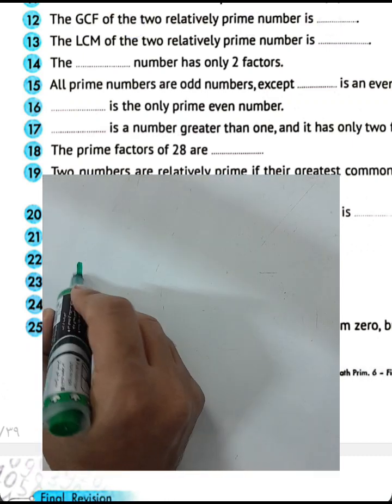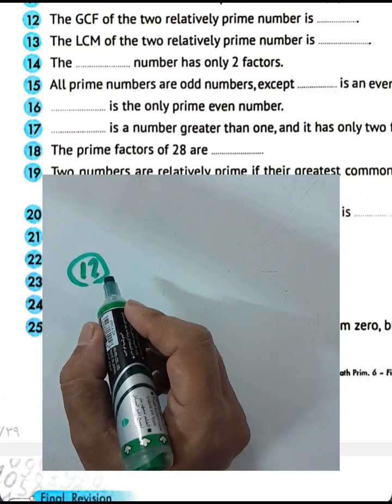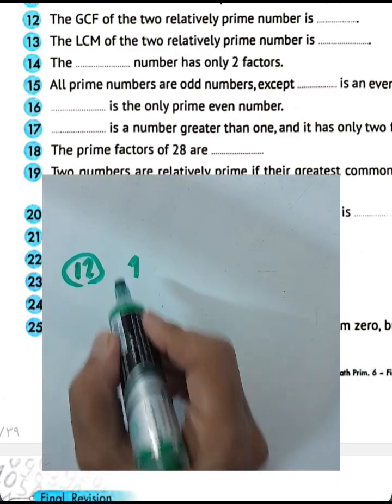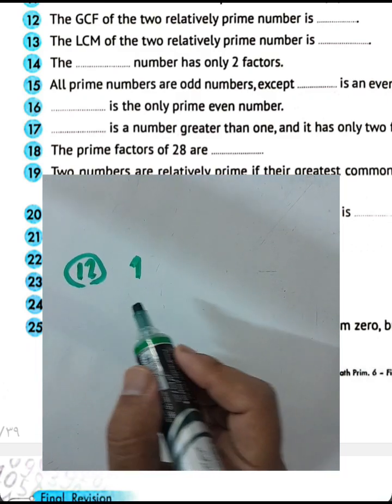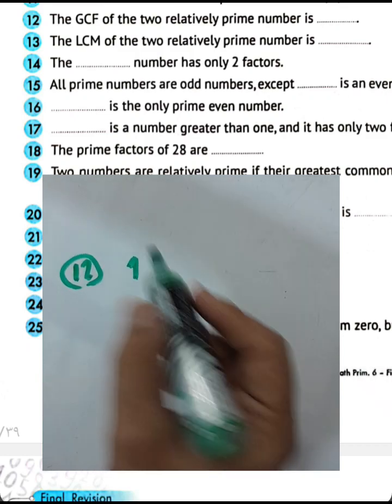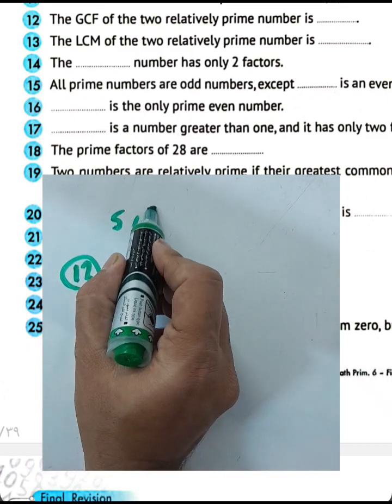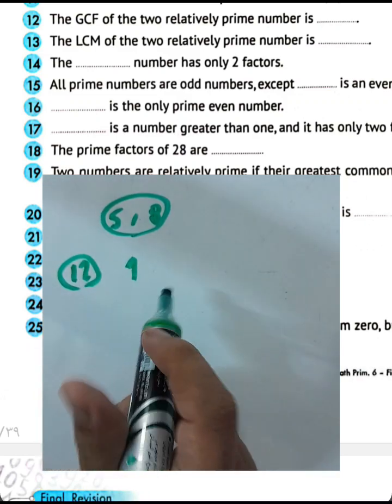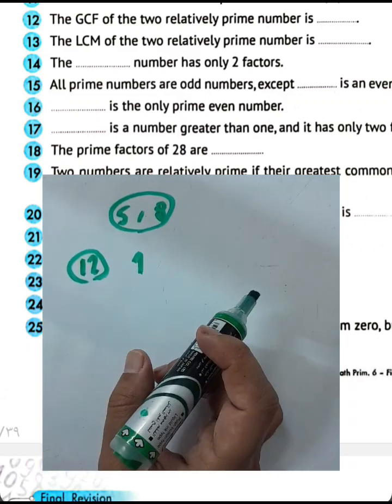Question 12. The greatest common factor of two relatively prime numbers is 1. We call them relatively prime numbers, such as 5 and 8, because the greatest common factor between the two numbers equals 1.